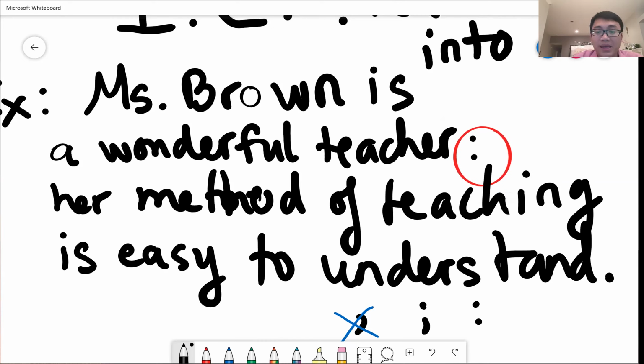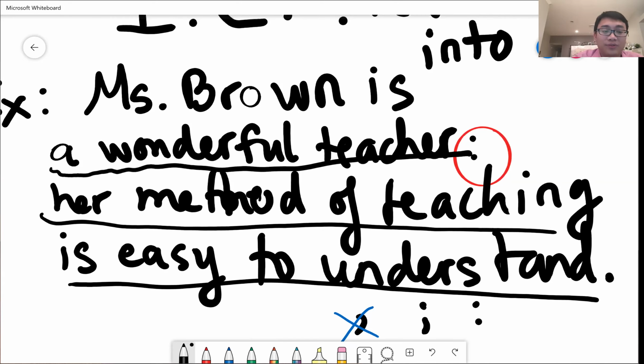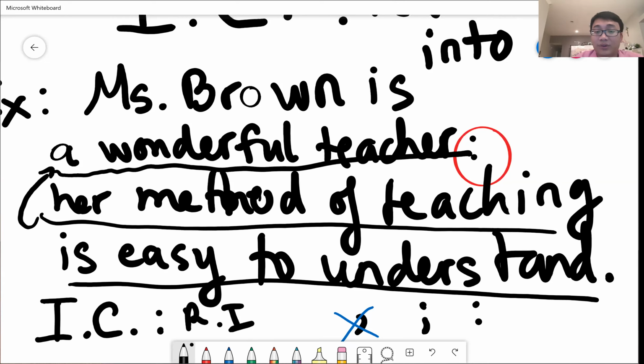This information, her method of teaching is easy to understand. Is it relevant to the fact that it mentioned earlier, she's a wonderful teacher? Yes, it explained to you why she's a wonderful teacher, because her method of teaching is easy to understand. So applying that formula, independent clause and relevant information. Okay? I don't care what's after the colon. It could be a fragment, it could be a whole sentence, it could be anything. The most important thing is it must be relevant.